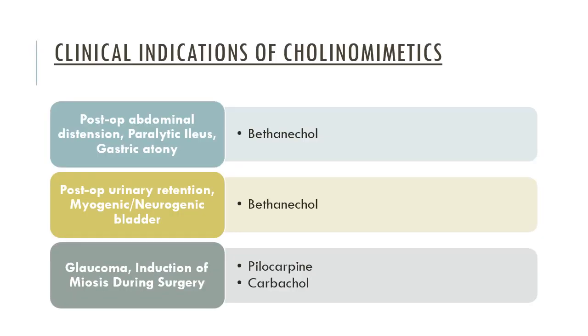Then clinical indications, where these drugs are used. About bethanechol, you have been told that in case of post-operative abdominal distension, paralytic ileus, or gastric atony, bethanechol is effective. Normally, another drug, an anticholinesterase, neostigmine, is given; you will study that onward. Bethanechol is also indicated in post-operative urinary retention and myogenic or neurogenic bladder, its indications in the urinary system.